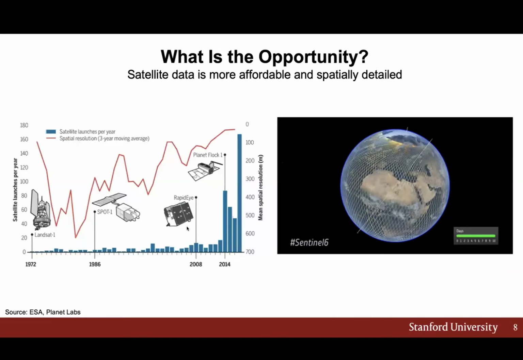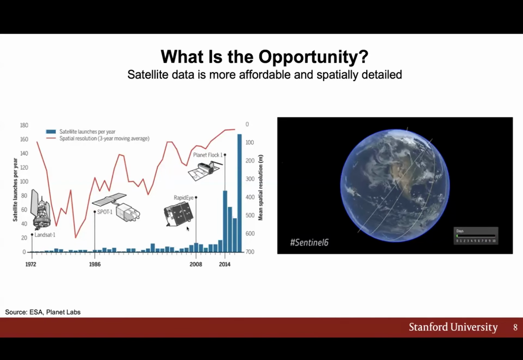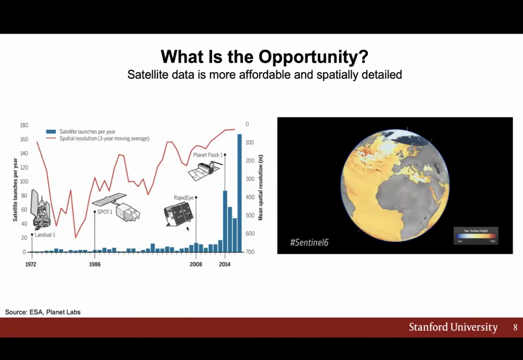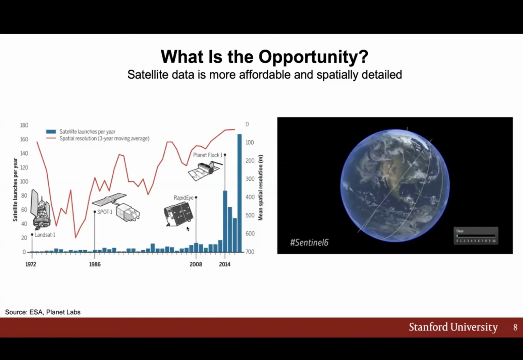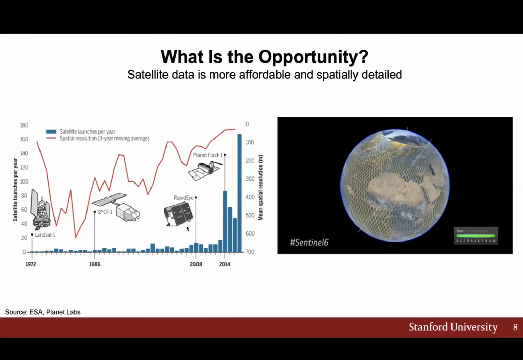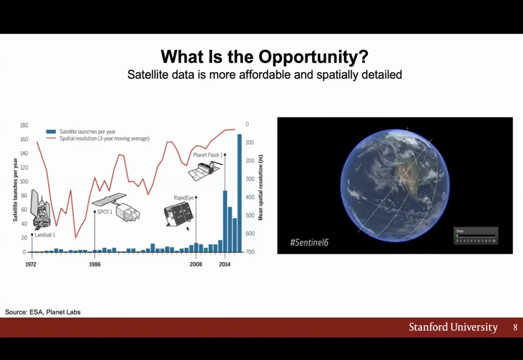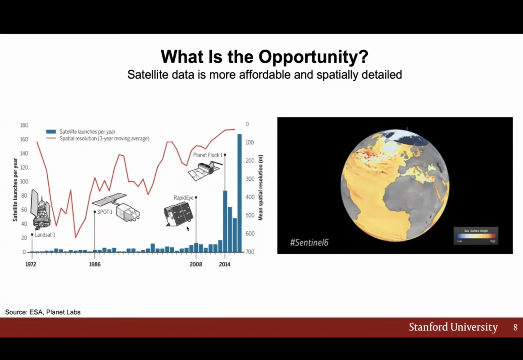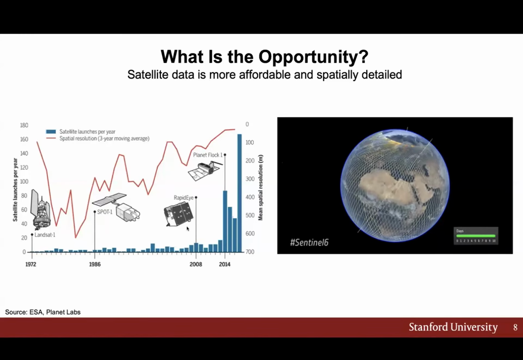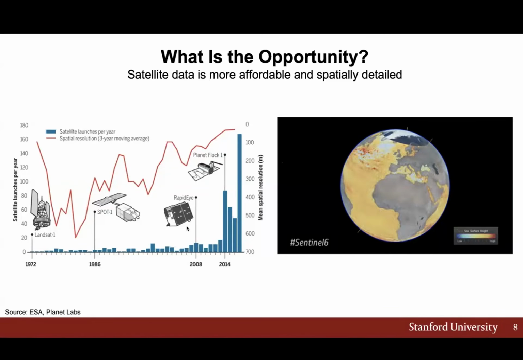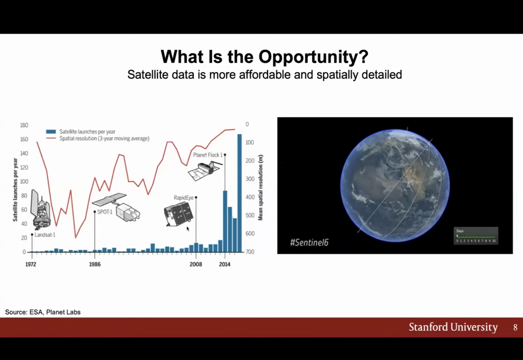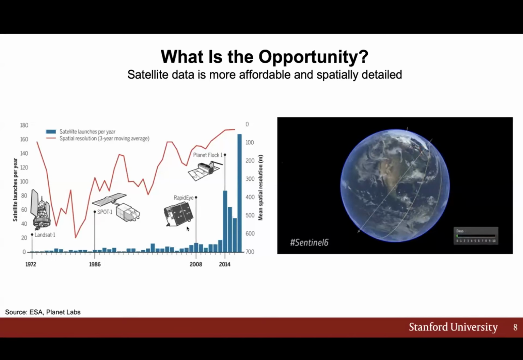So what is the opportunity? The number one opportunity we saw is satellite imagery. It's becoming more affordable and spatially detailed. The marginal cost of launching satellites, especially high-resolution satellites, has dropped dramatically in the last 10, 15 years because of advancements in the rocket industry. And we see startups providing 10 centimeter, 50 centimeter satellite imagery updated at very high frequency.